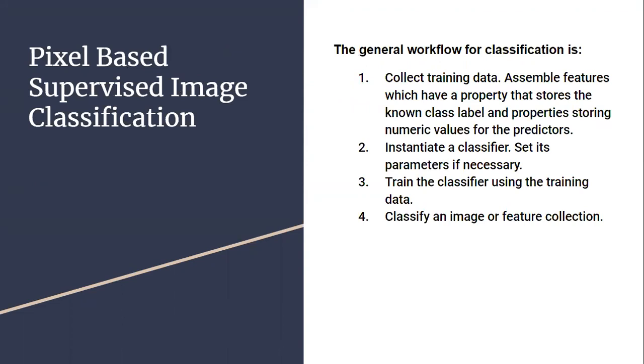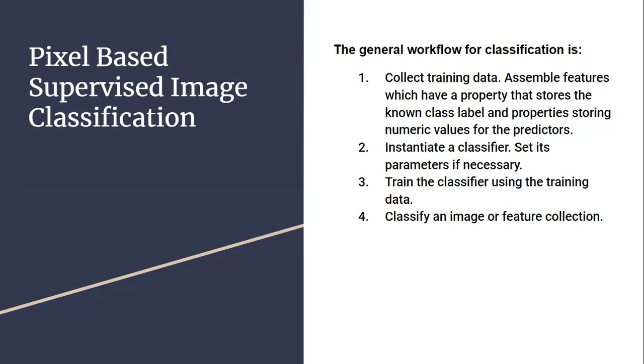Pixel-based supervised image classification is what we are going to do. The general workflow for that classification is we collect the training data, where we assemble features which have a property that stores the known class labels like water, built-up area, and then their properties, like if it is 1, if it is 0, if it is 2, so that we can use those properties for prediction.